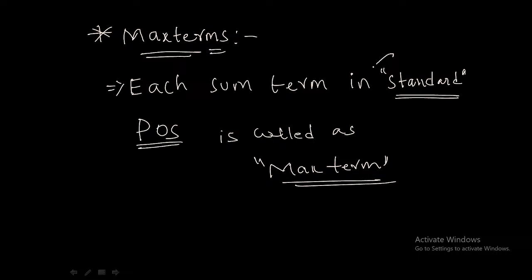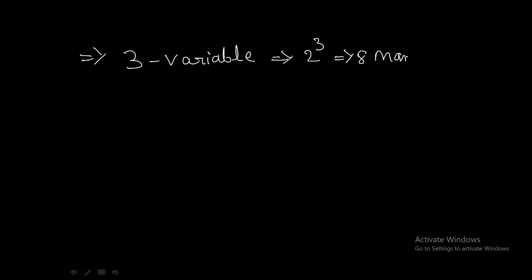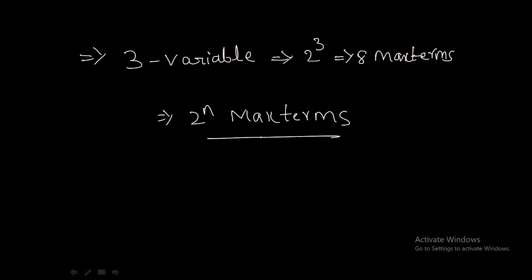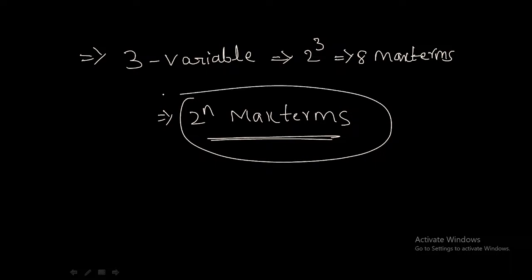I am focusing on this point, standard. So each sum term in the standard POS form is called a max term. For an n variable function, there will be 2 power n max terms. Let's say a function has 3 variables. Then how many max terms are possible? 2 power 3, which is equal to 8 max terms. So for an n variable function, there will be a total of 2 power n max terms. This is about max terms.